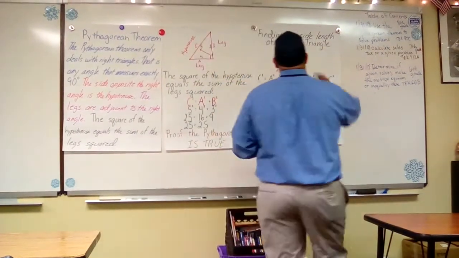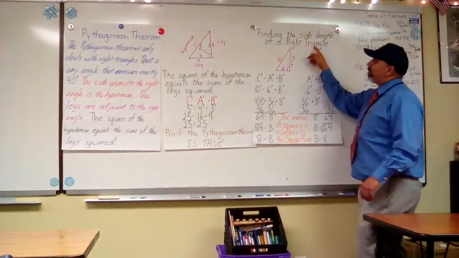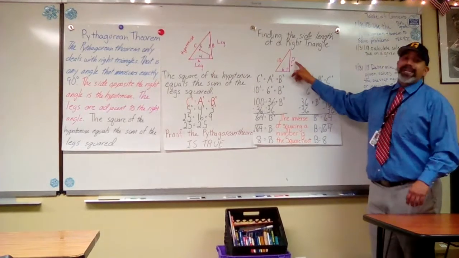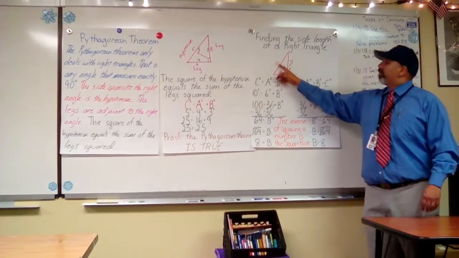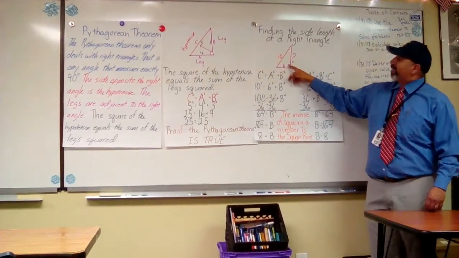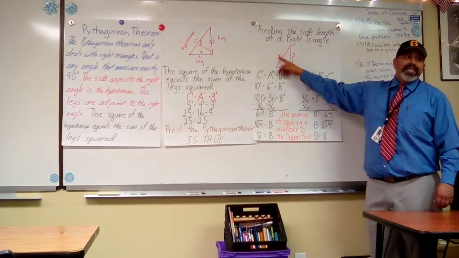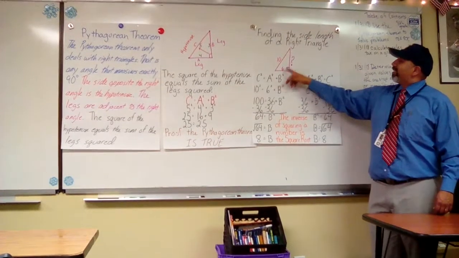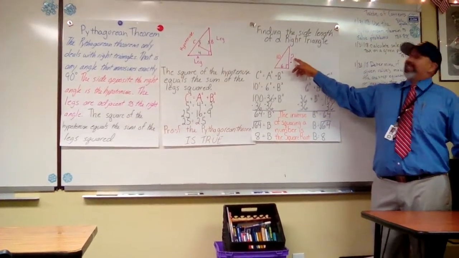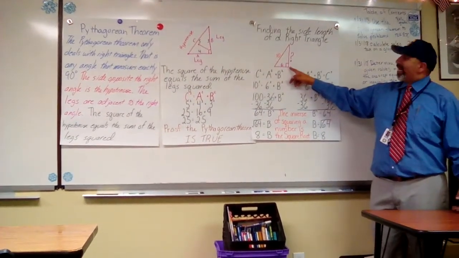Over here, we're going to find the side length of a right triangle. The side length meaning this leg. We have the hypotenuse, which is 10. The hypotenuse is on the opposite end of that right angle. So our hypotenuse is 10. One of our legs is 6. And this other leg we're trying to figure out. And this is the leg because it's adjacent to the right angle.